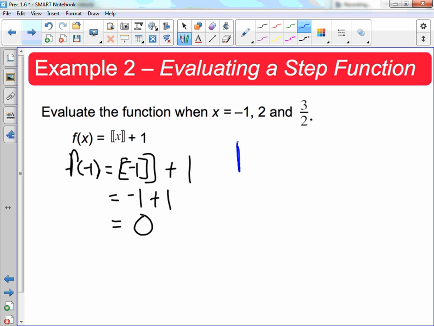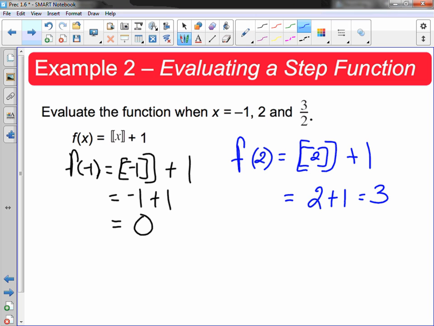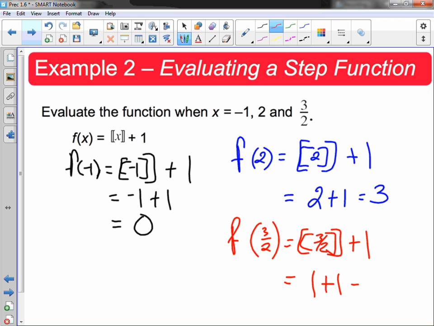Now our next one would be 2, so f of 2. So our stair step or step function of 2 plus 1. Well, the stair step of 2, the greatest integer less than or equal to 2 is 2, and 2 plus 1 gives us 3. And last but not least, we're going to have f of 3/2. So the stair step of 3/2, the biggest integer less than or equal to 3/2 is 1. And 1 plus 1 gave us 2. And that's all we have to do here.